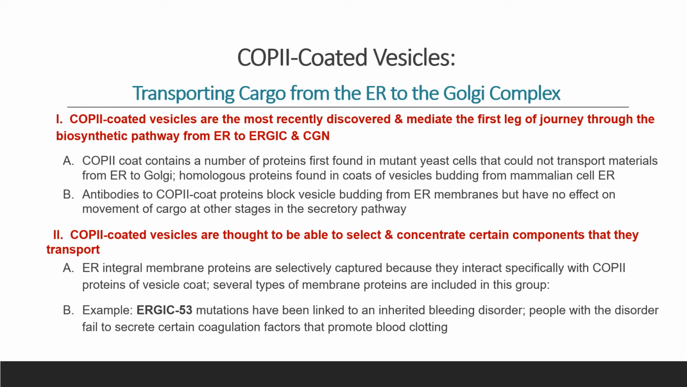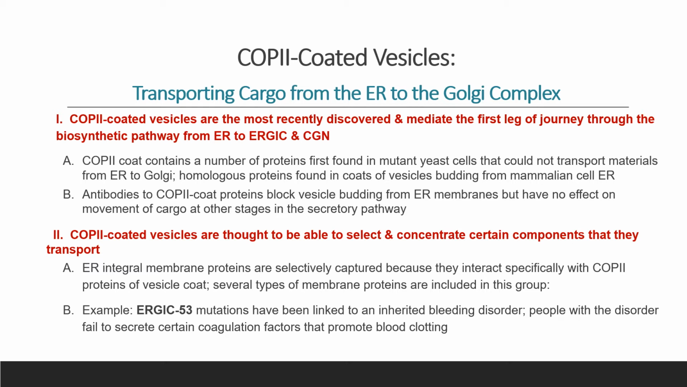So, the COP2-coated vesicles are the most recently discovered and mediate the first leg of the journey through the biosynthetic pathway from the ER to the ERGIC and the CGN. The COP2 coat contains a number of proteins first found in mutant yeast cells that could not transport materials from ER to Golgi, and they are homologous to proteins found in coats of vesicles budding from mammalian cell ER. Antibodies to COP2 coat proteins block vesicle budding from ER membranes but have no effect on the movement of cargo at other stages in the secretory pathway.